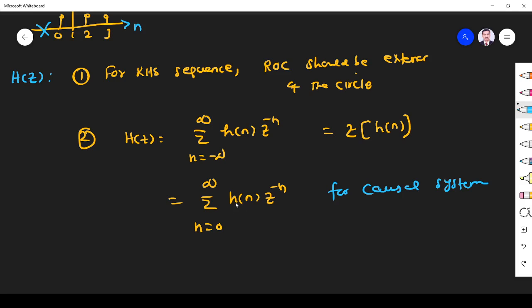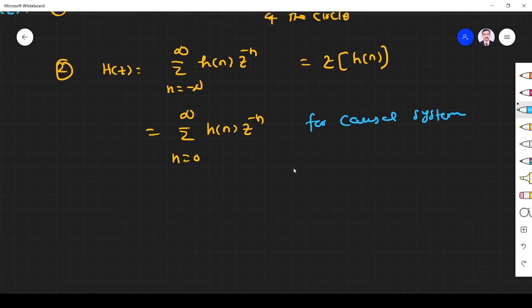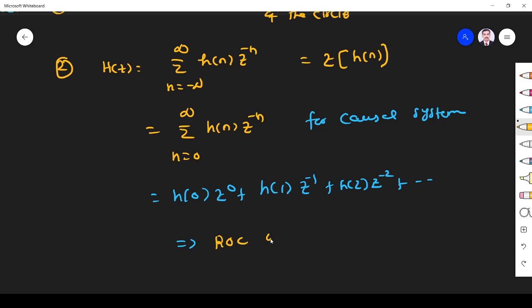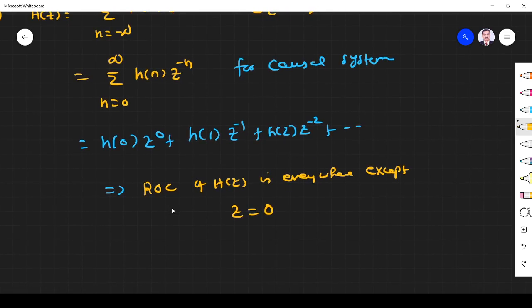Since h of n takes only positive n, that we have seen here. Okay, so what happens if I expand this? What will happen? h of 0 z power 0, h of 1 z power minus 1, h of 2 z power minus 2, like that it will go. This indicates the ROC of h of z is everywhere except z is equal to 0. Yes or no? Why? We have known already, right?